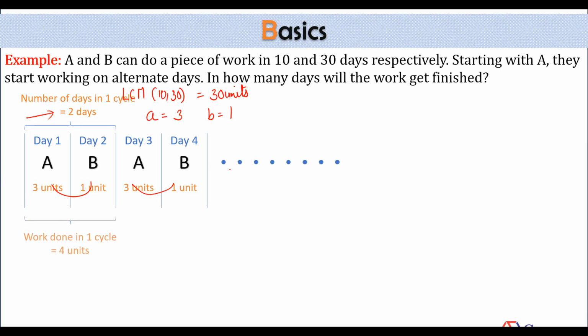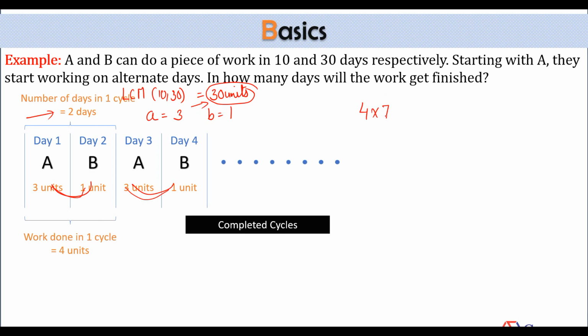Again, on the fifth and sixth days, the work done by them will be 4 units. Now, the total work has to be 30. So this 4 should be counted how many times so that the sum becomes 30? Maximum I can count this 7 times. So we'll have 7 complete cycles here. And in each cycle, the work done is 4 units. So the number of days in 7 complete cycles will be 14 days.